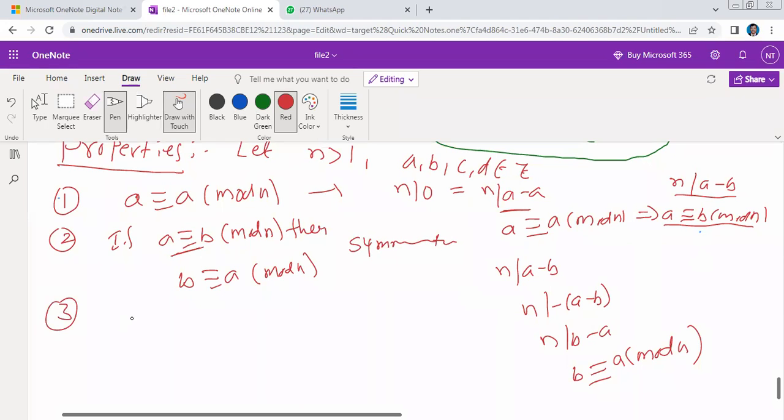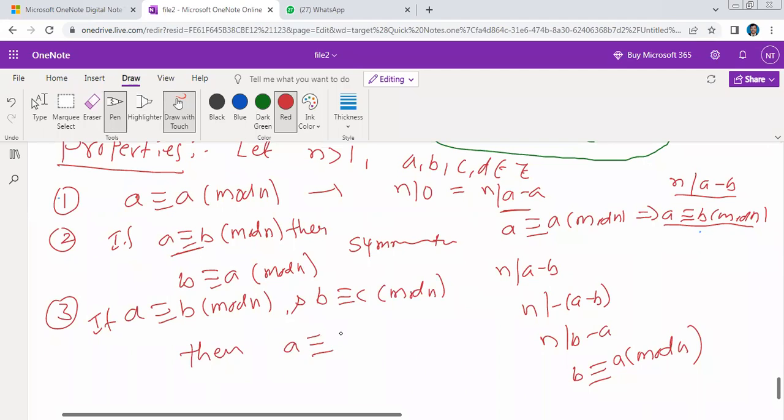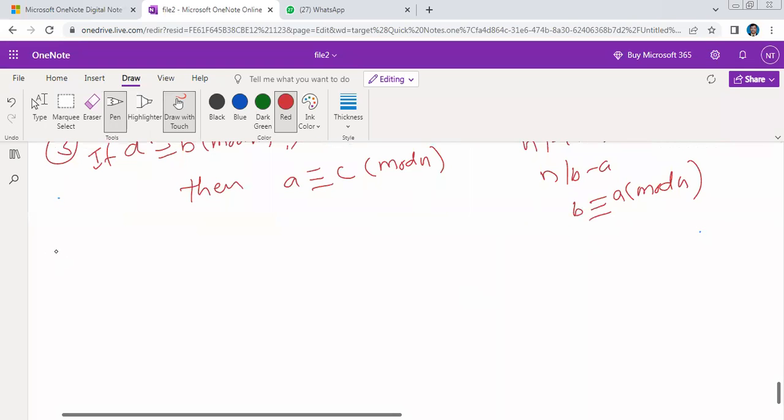తర్వాత transitive property: A congruent to B modulo n, and B congruent to C modulo n, then A congruent to C modulo n. This is transitive. Very good. This property is called the transitive property. So ఈ మూడు ప్రాపర్టీ సాటిస్ఫై అవుతాయి కాబట్టి this congruency relation is an equivalence relation.